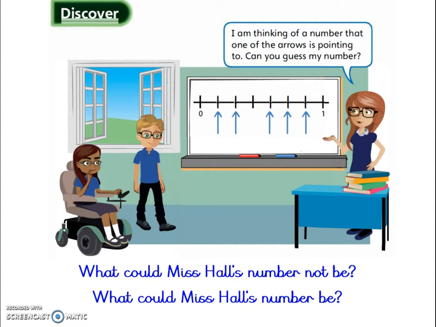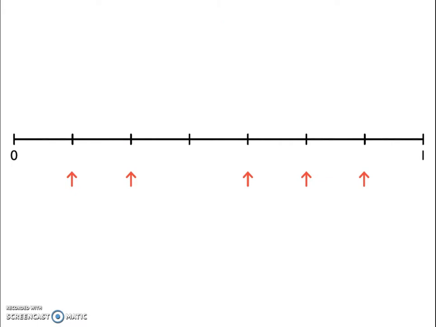Now for question 1b, we've got Miss Hall saying, "I'm thinking of a number that one of the arrows is pointing to. Can you guess my number?" And we're asked two parts to this question. What could Miss Hall's number not be? And what could Miss Hall's number actually be? So we return to our number line, and of course we remember that each part of these is worth 1/7.